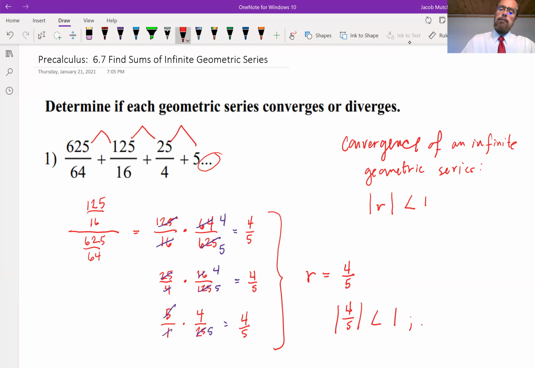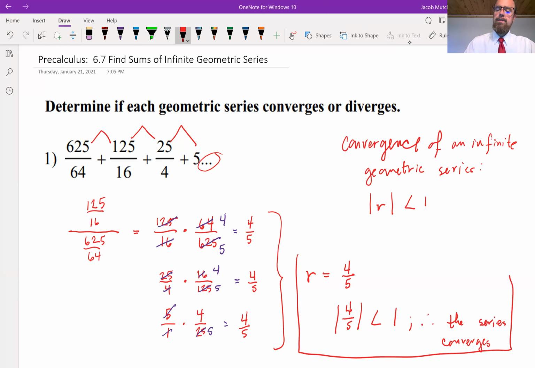Therefore the series converges. In a moment, what we'll see is that with a series like this one, I could in fact find the sum. This is a prerequisite to finding the sum: to see whether or not the infinite geometric series converges or diverges.